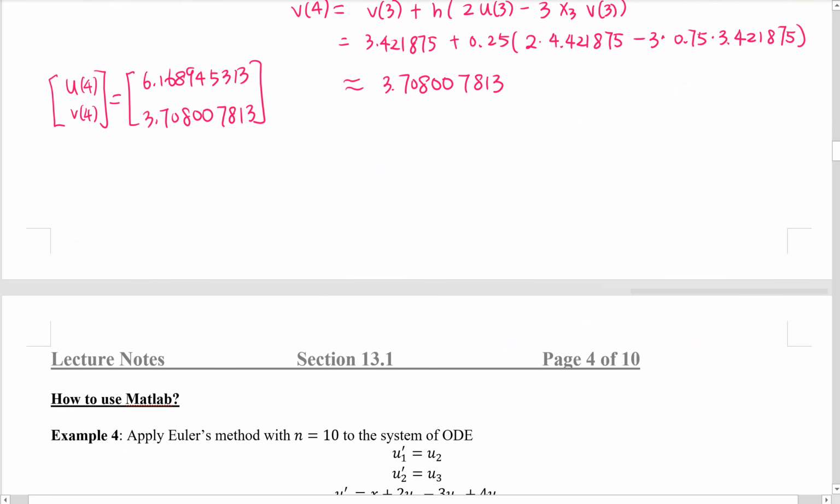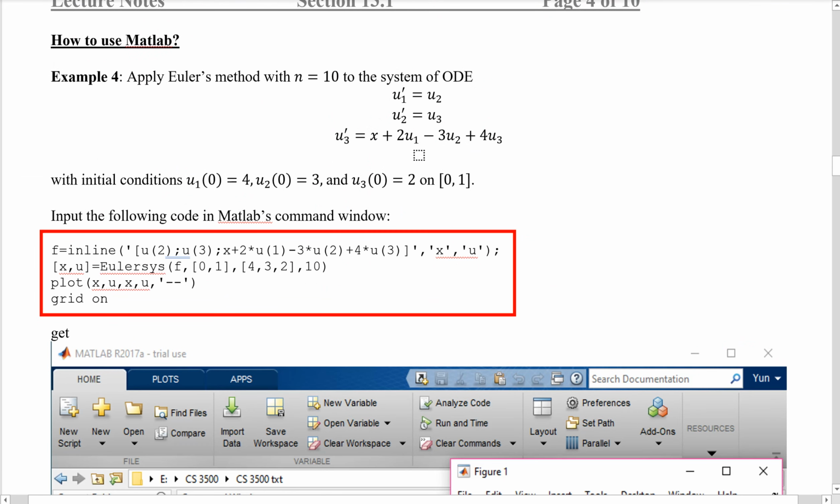Alright, how to use MATLAB. Let's say we want to apply Euler's method with n equals 10 to this system of ODEs. u1 prime is u2, u2 prime is u3, u3 prime is x plus 2u1 minus 3u2 plus 4u3 with initial conditions. Okay, first we're gonna define f. So f is the vector valued function.